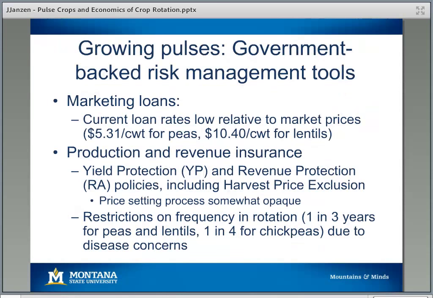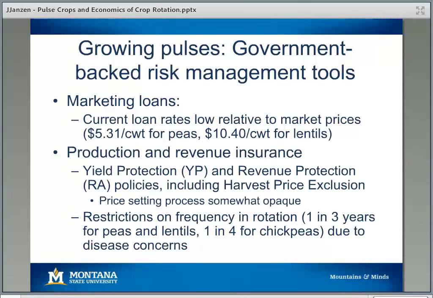Another thing that's important to think about is understanding some of the risk management tools. In particular, we know that crop insurance is some of the most important government-backed risk management tools that exist in production agriculture today. There are also marketing loans available, which act as a sort of price floor. But because pulse crop prices are relatively strong, those current marketing loan rates are low relative to market prices, and the marketing loan program isn't really seen as a significant support for pulse crop production. What is a bigger support is production and revenue insurance. These are very similar to the yield protection and revenue protection policies that are available for wheat and other major crops here in our state.